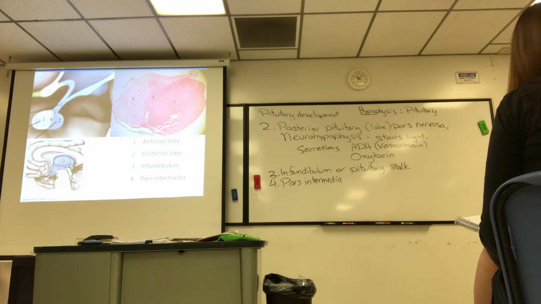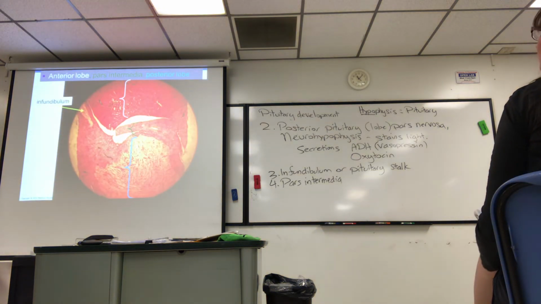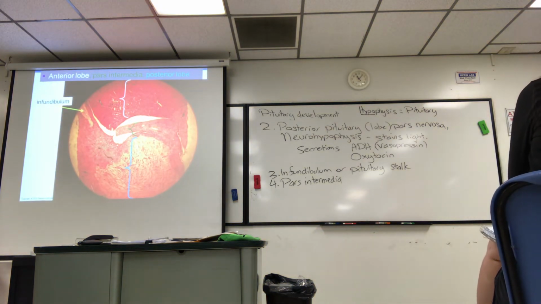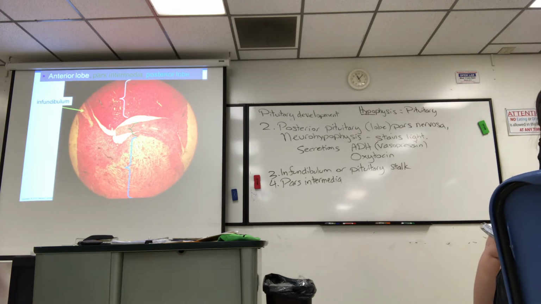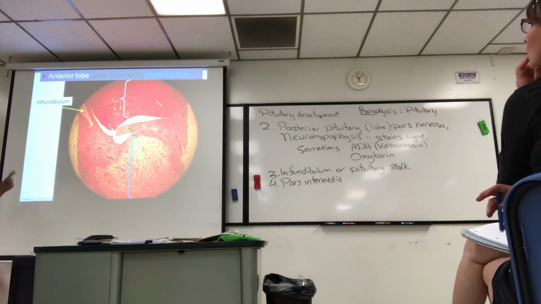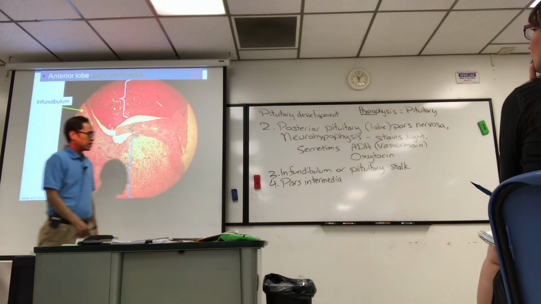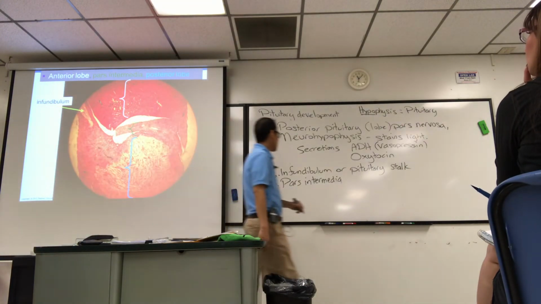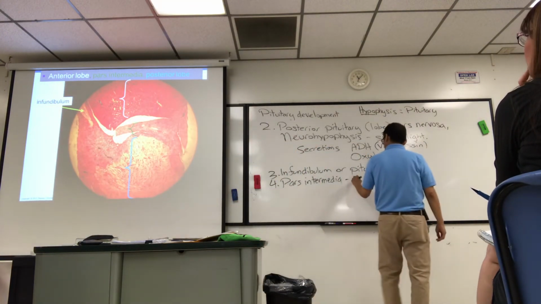Let's look at this next slide to see if you can identify. Well, I have it color-coded. Pars intermedia, do you see it? It's right in the middle. And do you see how the stain is intermediate? So I'll say pars intermedia, intermediate stain.